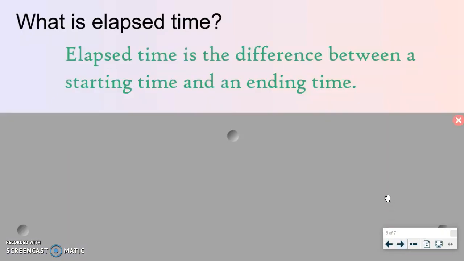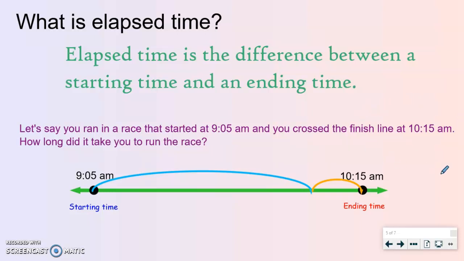So let's go ahead and start looking at elapsed time. So what exactly is elapsed time? Well, it's simply the difference between a starting time and an ending time. And so you've probably already solved some elapsed time problems in real life, because this is something that's used all the time in real life. You probably didn't even know it.